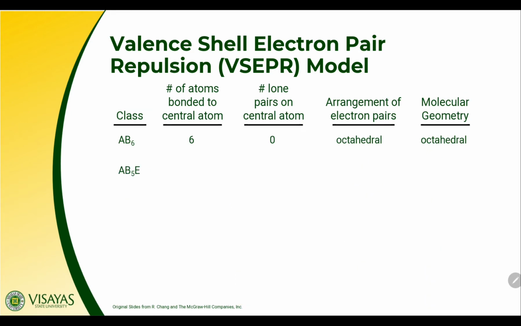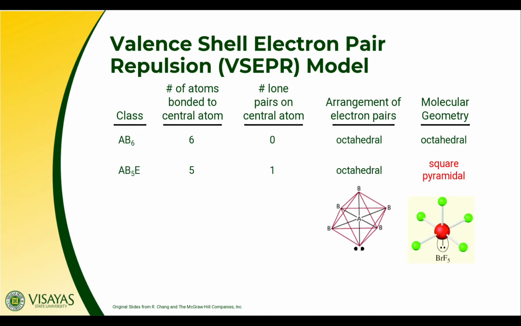Next, we have AB5E. That means we have 5 atoms bonded to the central atom and 1 lone pair on the central atom. The arrangement of the electron pairs is octahedral, and the molecule assumes a square pyramidal geometry after taking into account the repulsion of the electron pairs. So, how do we draw square pyramidal?